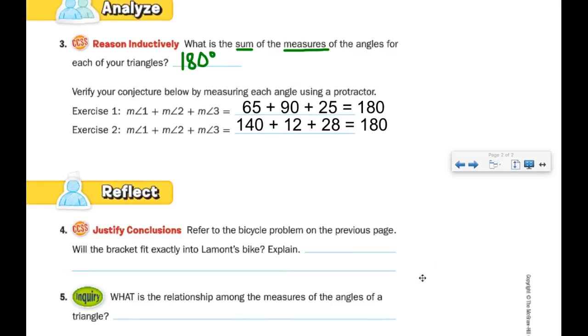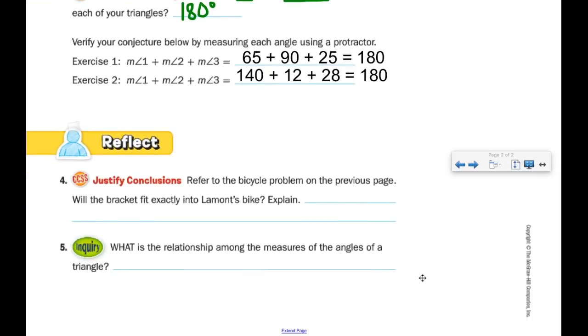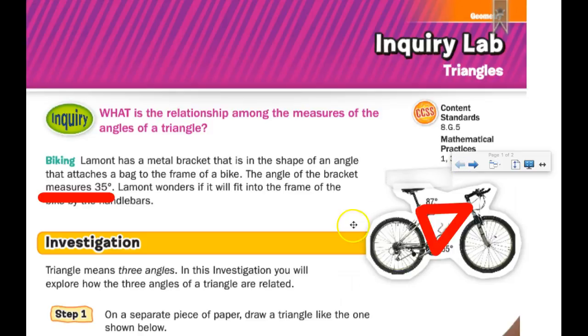So as you reflect, refer to the bicycle problem on the previous page. Will the bracket fit exactly into Lamont's bike? Explain. All right, let's go back. So let me get rid of this stuff so that you can see it a little bit better now that we know what the triangle looks like. So we're saying that in this triangle I've got an 87-degree angle and I've got a 55-degree angle. I'm wondering if this can be 35.